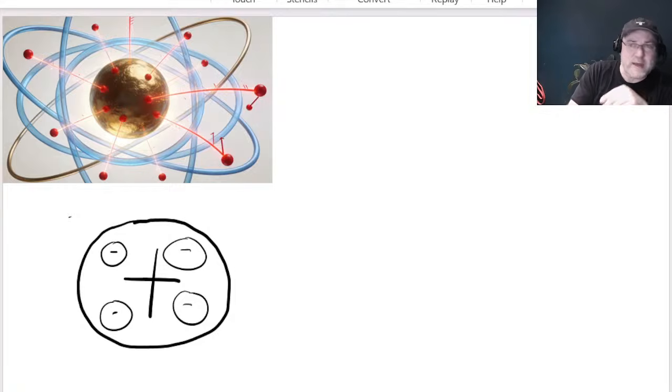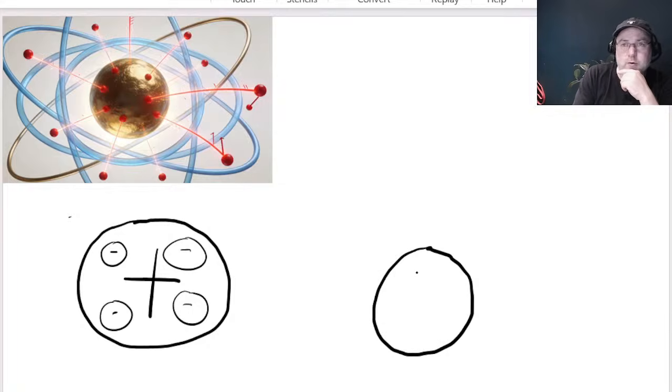Now, next we have the discovery of the nucleus. And how was the nucleus discovered? So the discovery of the nucleus was by Rutherford, and he did the gold leaf practical.